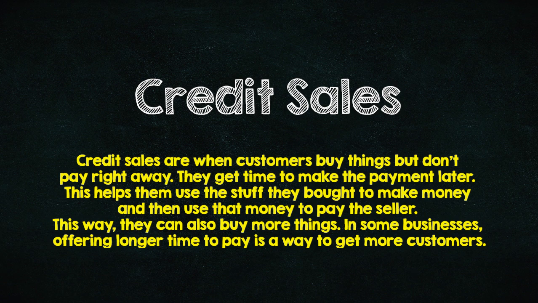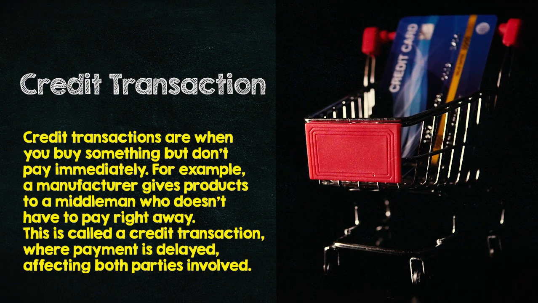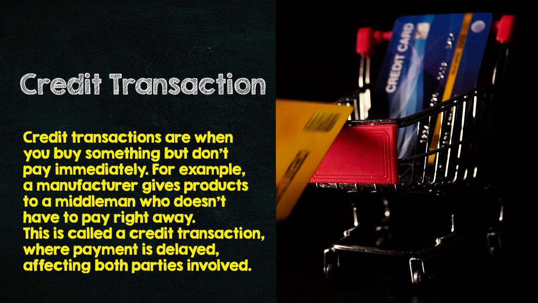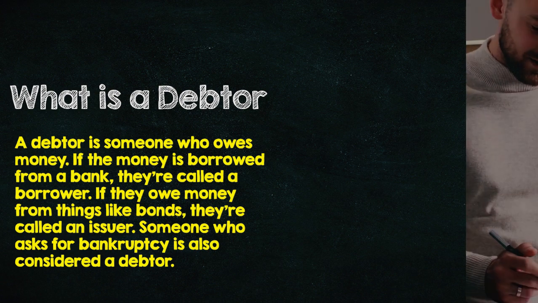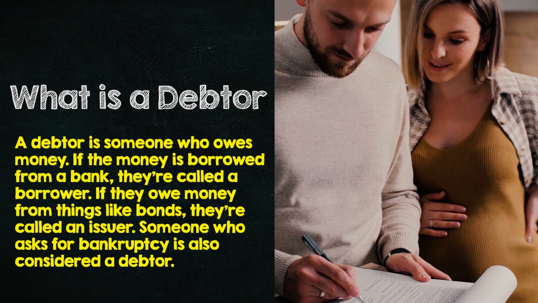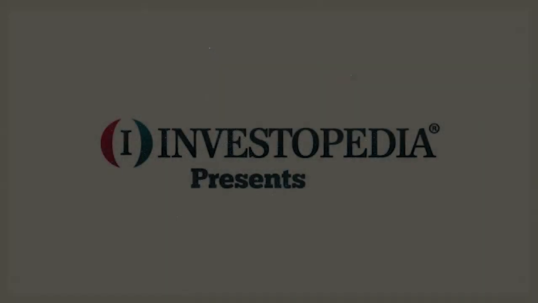Now that you know what credit sales are, you should also know what a credit transaction is. It's a transaction involving the exchange of goods or services without an immediate exchange of cash. Payment is therefore postponed. So what is a debtor then? When a business sells its goods or services on credit to someone else or to a customer, that person, business or customer is known as a debtor. In other words, a debtor is someone that owes your business money.